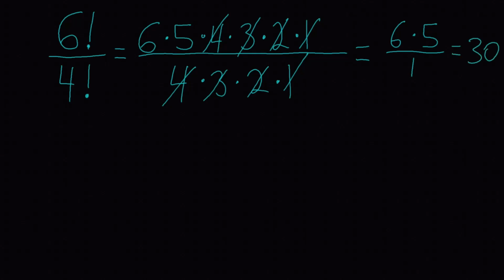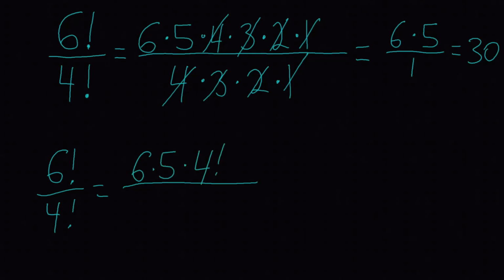Now, before we move on, there's one other way that you can write this, because when you have larger numbers, you don't want to have to write everything out all the time. And so let's say we have our 6 factorial over 4 factorial again. Now, 6 factorial is the same thing as saying 6 times 5 times 4 factorial. That's where that 4, 3, 2, 1 comes in. And we have that over 4 factorial.